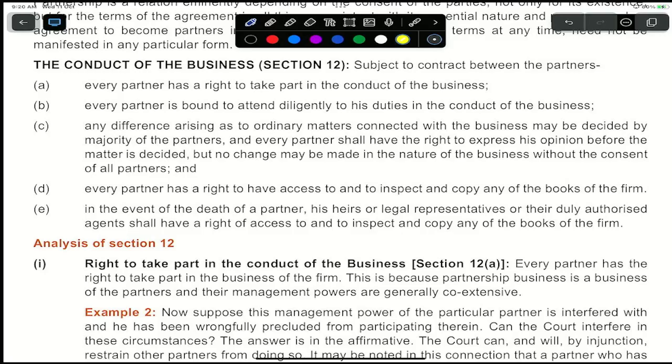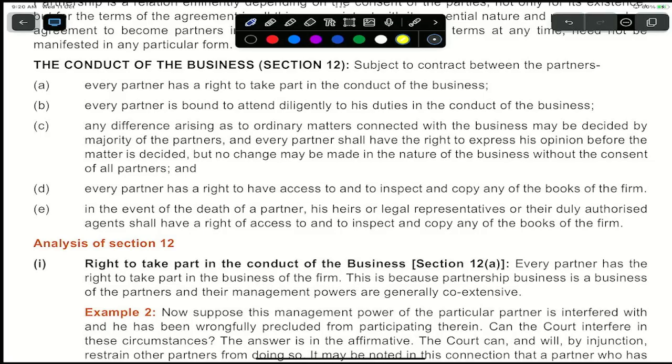Listening everyone? Read now. First point. Subject to the contract between the partners, every partner has a right to take part in the conduct of the business. Means all the partners are active partners. All the partners are active partners. No sir, I want to become a sleeping partner. Then write in the deed. If you don't write in the deed, every partner will be an active partner.